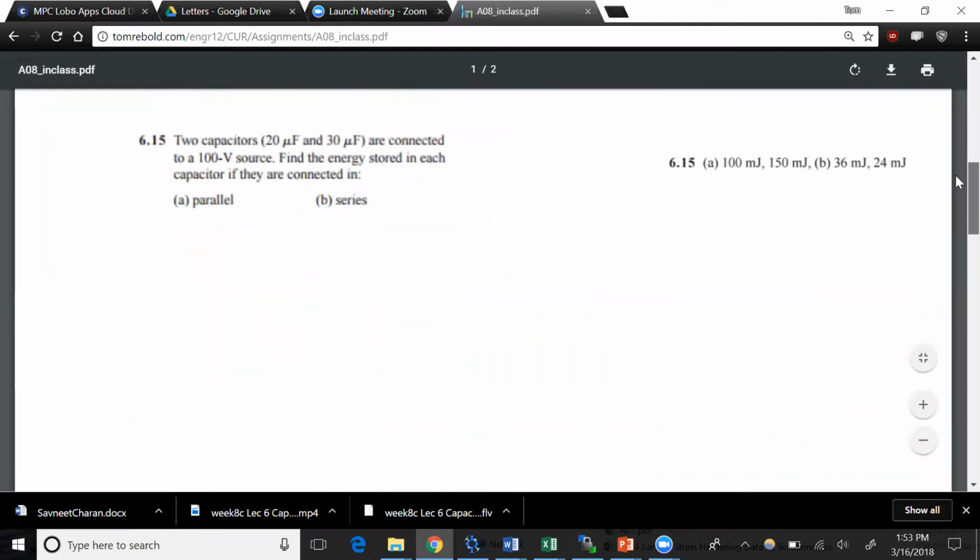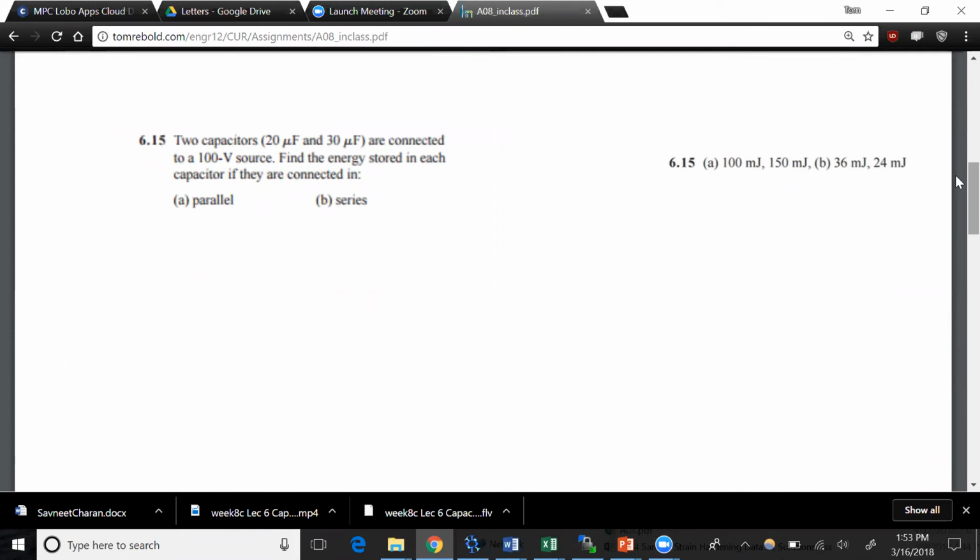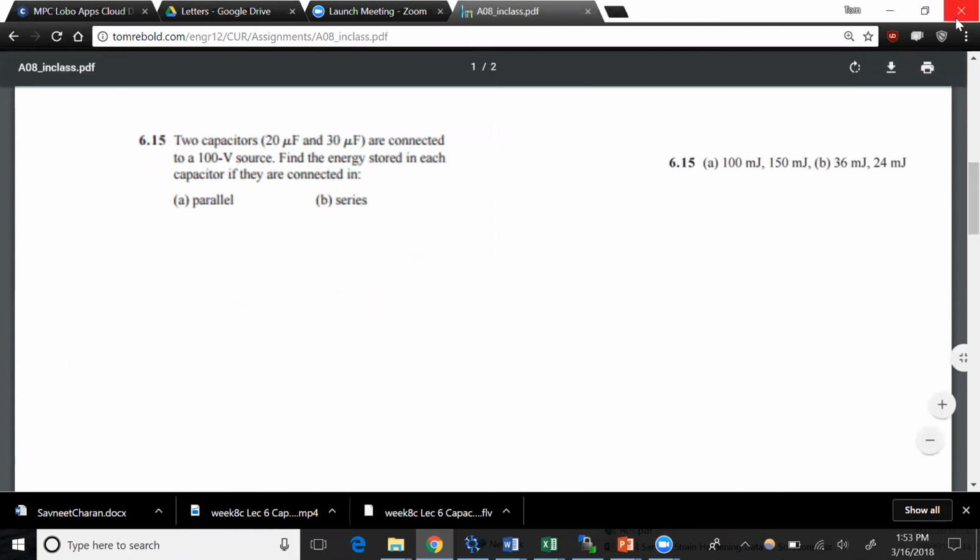So this one: two capacitors are connected to a 100-volt source. Find the energy stored in each capacitor if they're connected in parallel or in series. In parallel, it's pretty easy because you just add them up. You have to do each capacitor, but that shouldn't be too hard.